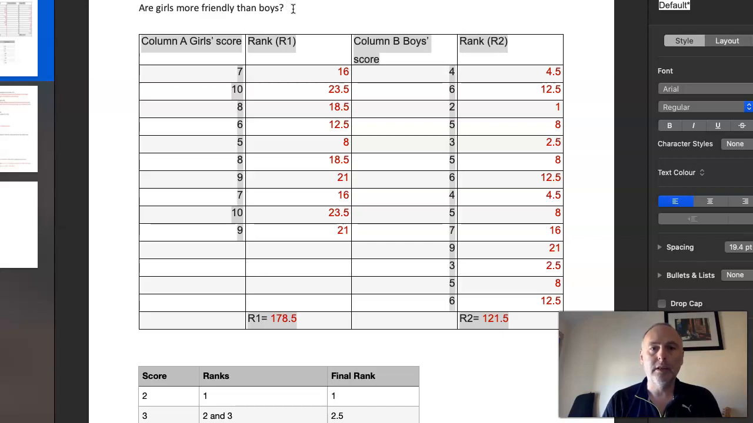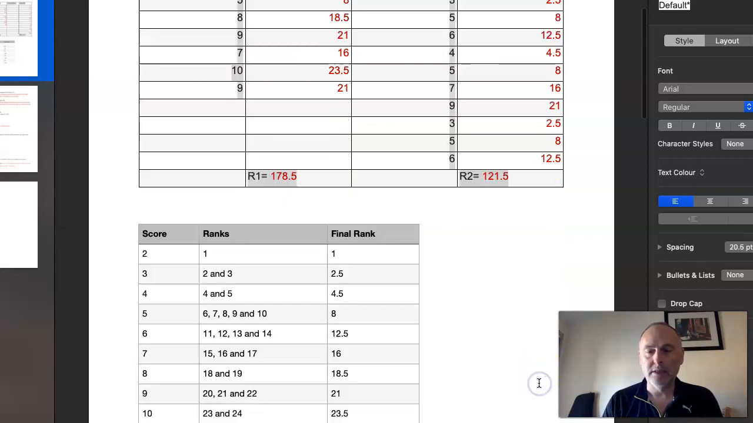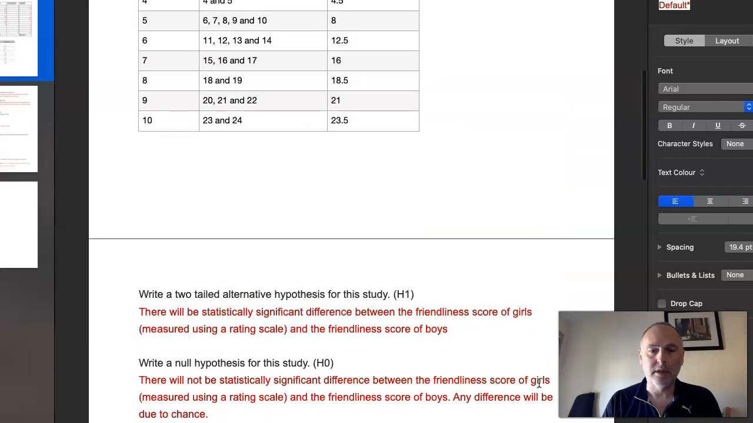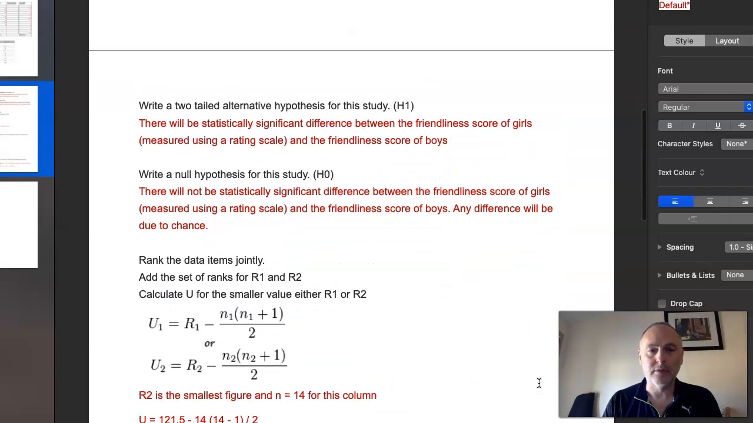Are girls more friendly than boys? Okay, that's our research question. Let's see what we can put down as a hypothesis then to start off with.